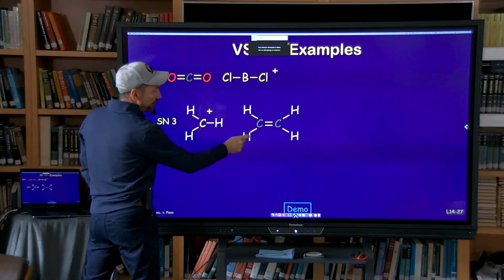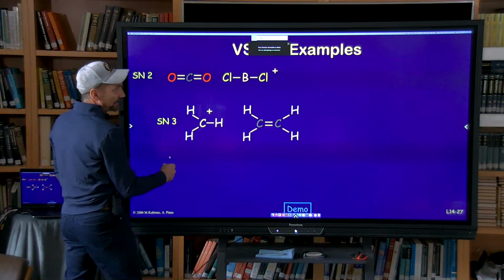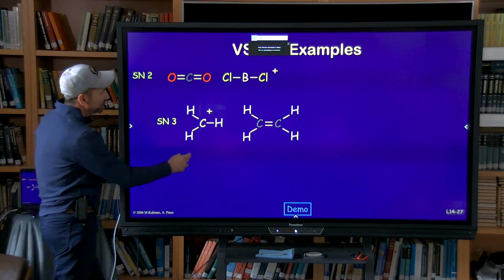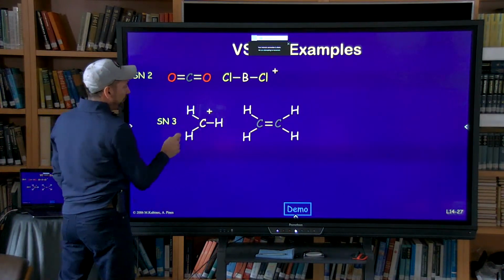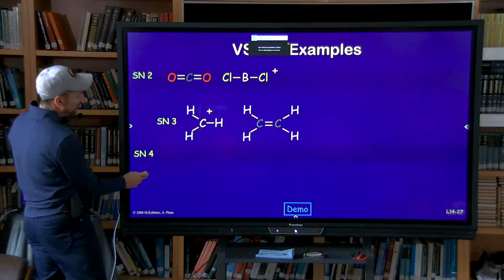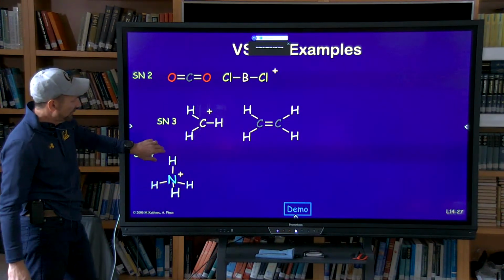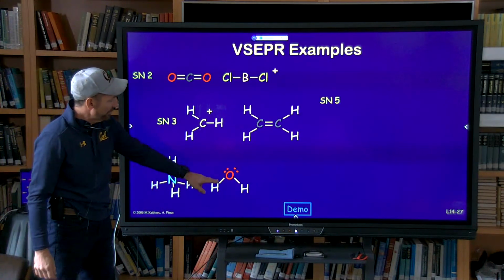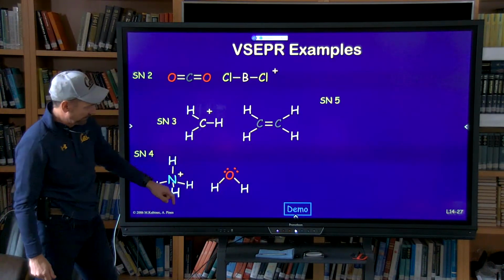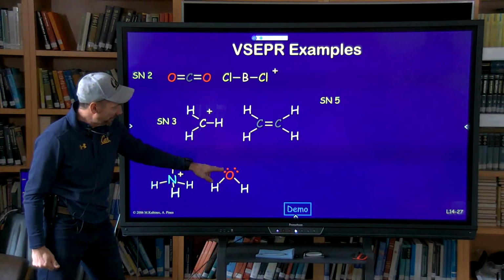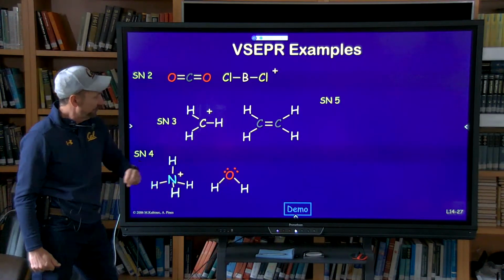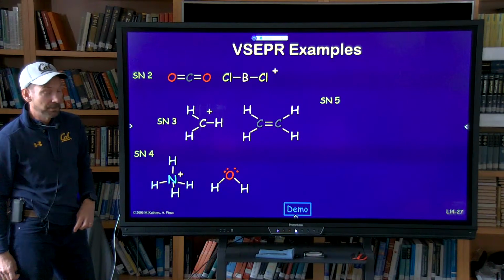We have 1, 2, 3 things around that carbon. Steric number 3. So these are all trigonal planar. Steric number 4, there's the ammonium, NH4. The most important one, steric number 4, is water. Steric number 4: 1 lone pair, 2 lone pairs, 1 atom, 2 atoms, steric number 4.